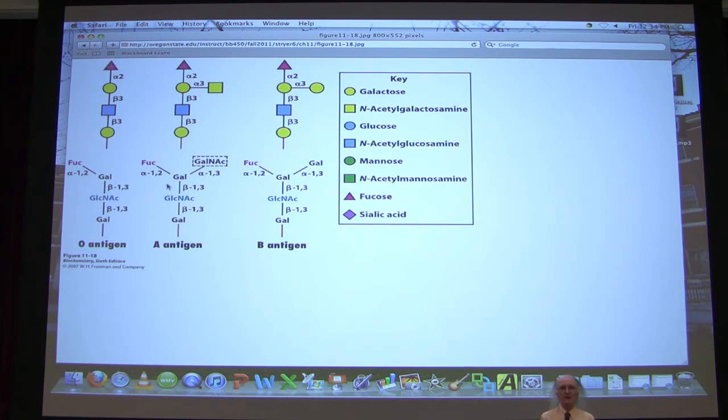Yes? So what's the both positive and negative? What's the positive? The positive and negative refer to the rhesus factor, and that's something separate from this. So I won't go into that here.